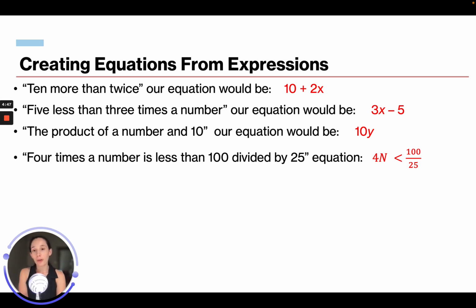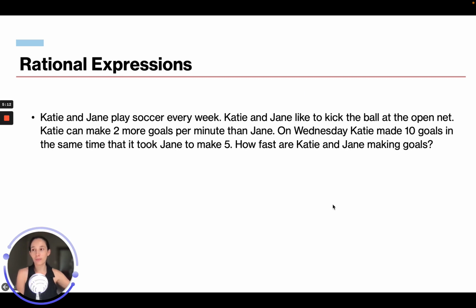This says y, but you can use any variable, any letter for your variable. 4 times the number is less than 100 divided by 25. So this is not giving us something that is equal to. It is saying less than. So we're using our alligator pointing at the bigger number. So we know this is a less than. And it's 4 times the number. So 4n is less than 100 divided by 25. That's how you would write those.